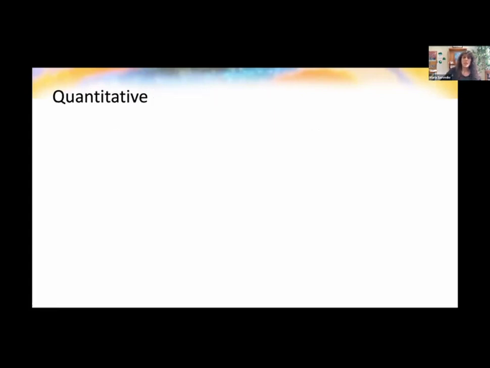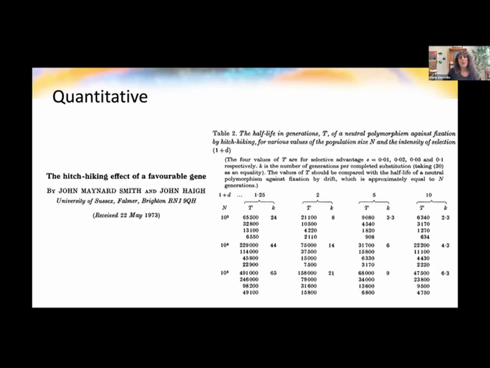A nice example of a quantitative model would be this paper by Maynard Smith and John Haigh on the hitchhiking effect of a favorable gene. Among other goals of this paper, they estimate the effect of a single favorable substitution on linked neutral polymorphism. And they come up with an expression for the aggregate effect of gene substitutions on neutral polymorphisms. They ended up showing, by plugging in some numbers, that if you get a population size of about 10 to the 6th or higher, you're reducing neutral polymorphisms more effectively by hitchhiking than by drift.